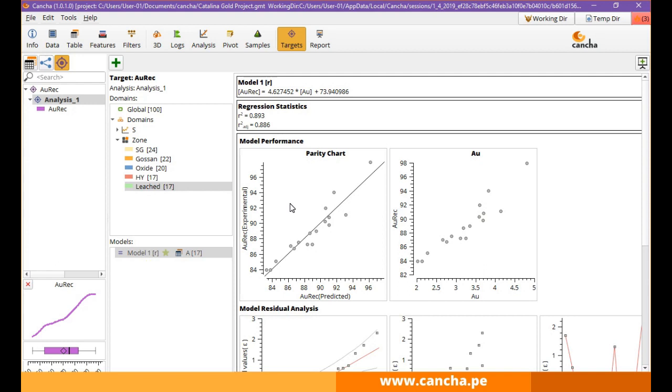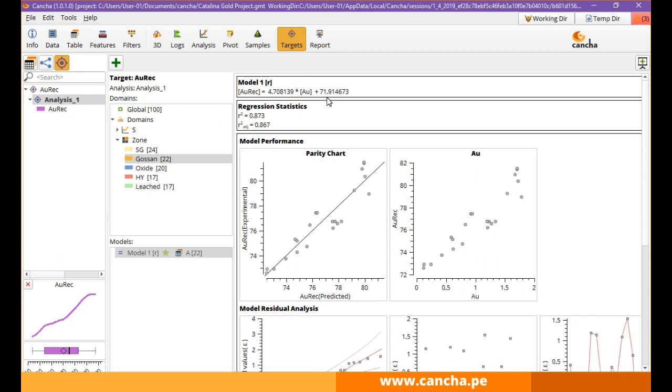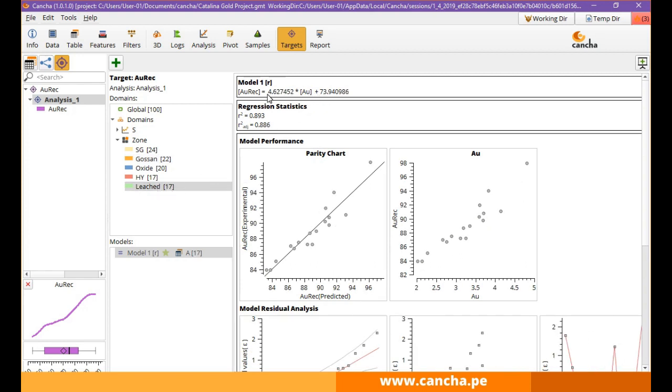And the leach cap, wow, bang. So this is 4.6 times the gold grade plus 74. That seems familiar, doesn't it? Let's look at the oxide, what is it? No, the Negosson, sorry. So the Negosson was 72 plus 4.7 times the gold, and the leach was 74 plus 4.6. So it seems like those two could be joined together again.